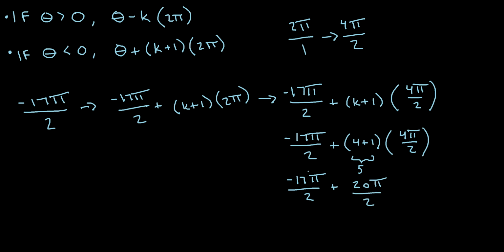So our final answer will be negative 17 pi over 2 plus 20 pi over 2. So since they share the same denominator, we can just add the elements in the numerator straight across. So negative 17 plus 20, that's a positive 3. So we get 3 pi over 2. And that is our final answer. 3 pi over 2 is the coterminal angle to negative 17 pi over 2 that falls within the range 0 to 2 pi.